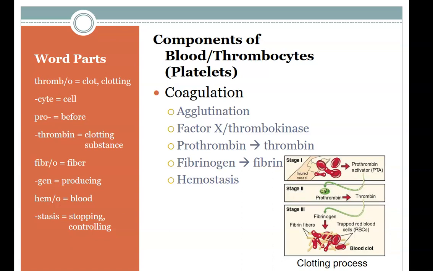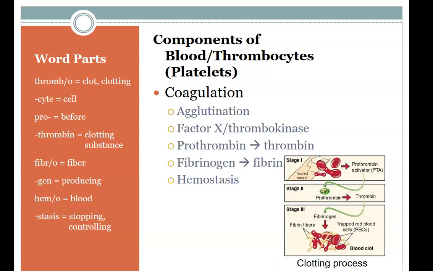The cells release a substance called factor X, which, in the presence of calcium, reacts with the blood protein prothrombin. Prothrombin then forms thrombin. Thrombin converts another blood protein called fibrinogen. Fibrinogen is then converted to fibrin, which eventually forms a mesh-like fibrin clot. Hemostasis, or the control of blood flow, is then achieved.